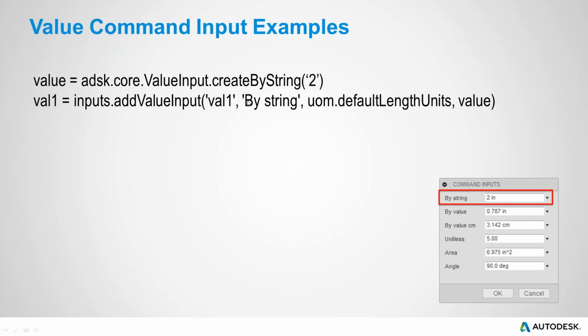The second argument is the name of this command input. So the first one's the ID, the second one's the name, which is what displays in the dialog, so you can see it in that example by string.